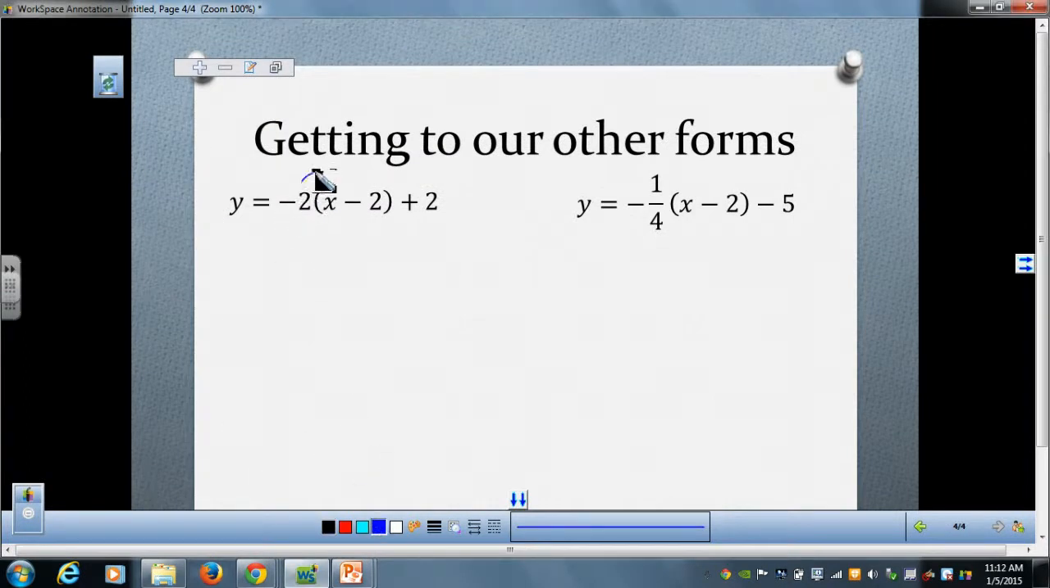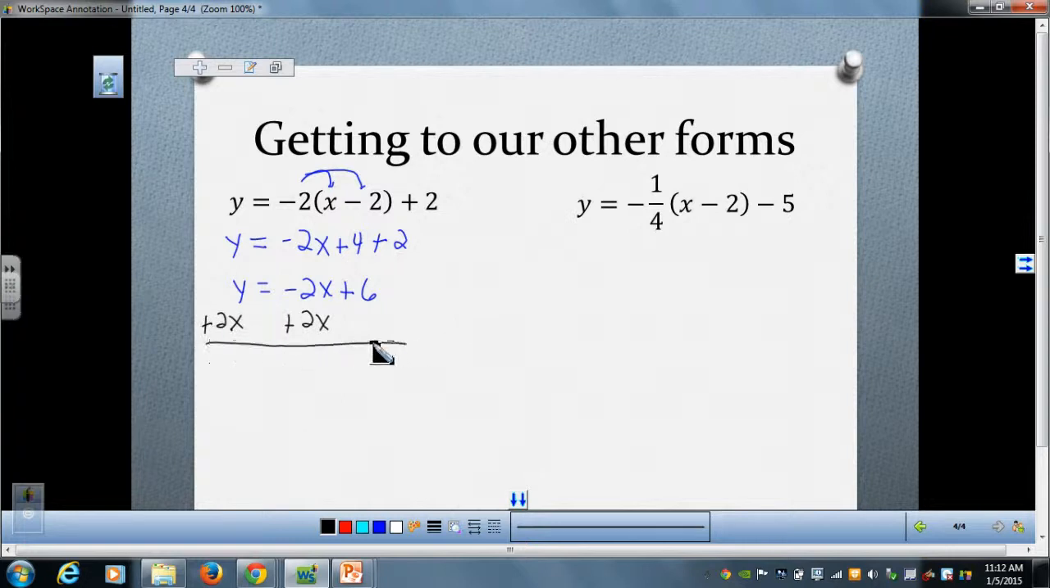All right, so I'm going to distribute. So y equals negative 2x plus 4 plus 2. And then combine like terms, and there is slope-intercept form. Now do notice this time this is a little bit easier. Notice there are no fractions, so we do not have to clear any denominators. So the only step I have to do to get this into standard form is move that x term over. So your final answer for standard form would just be 2x plus y equals 6.